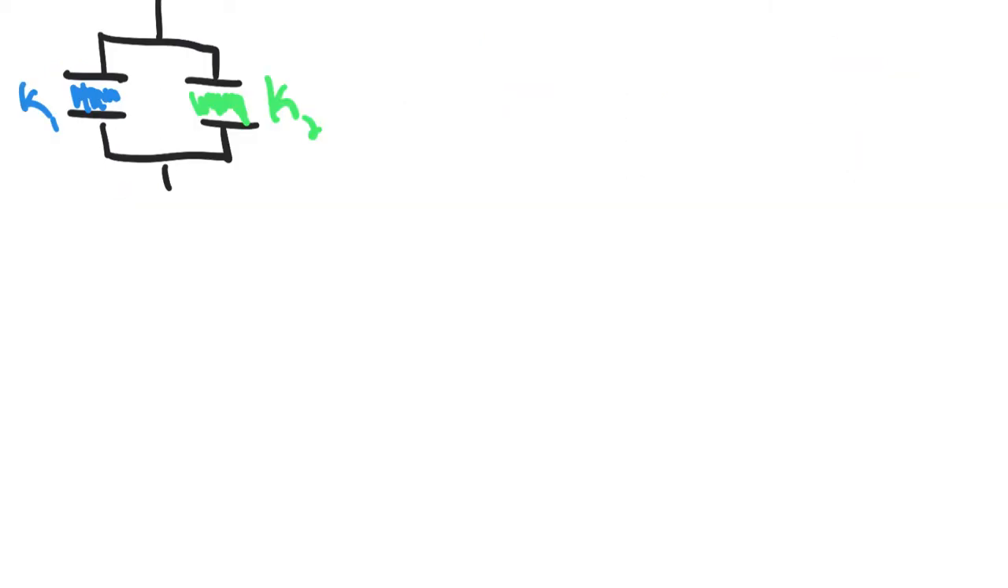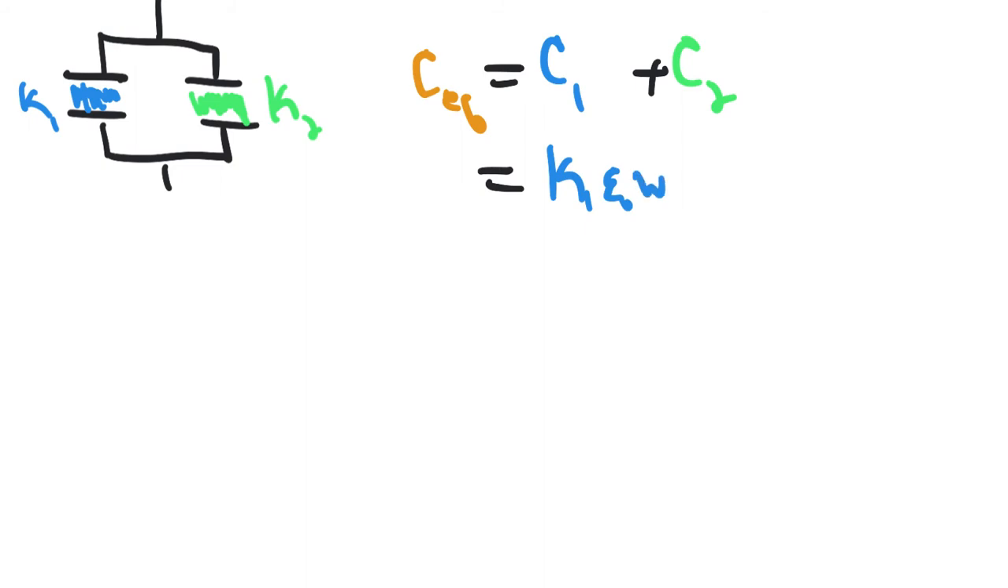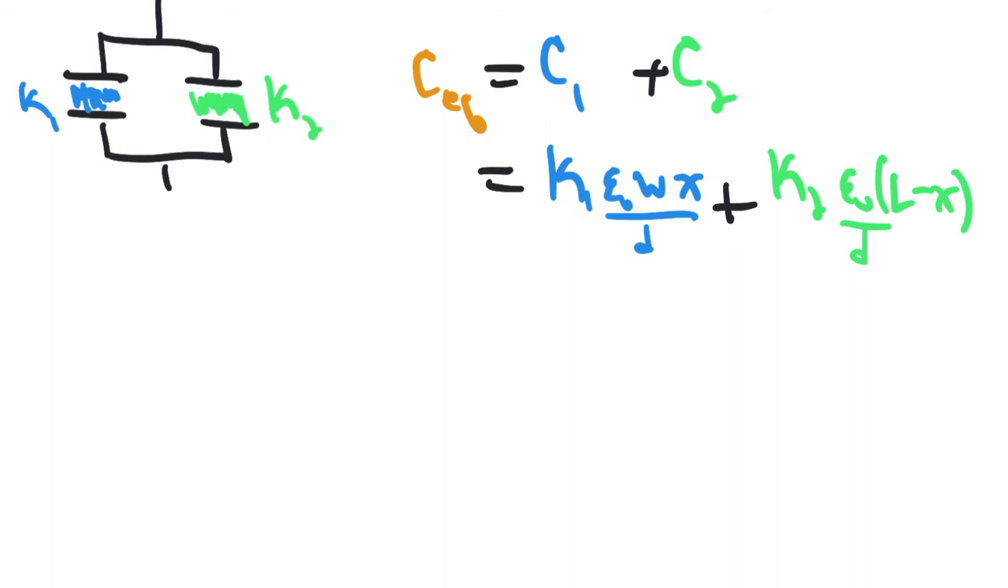Since these are in parallel, we know that the equivalent capacitance is just the sum of the two component capacitors. So it ends up being kappa 1 epsilon naught W x over d plus kappa 2 epsilon naught W over d times L minus x, which is no big deal.